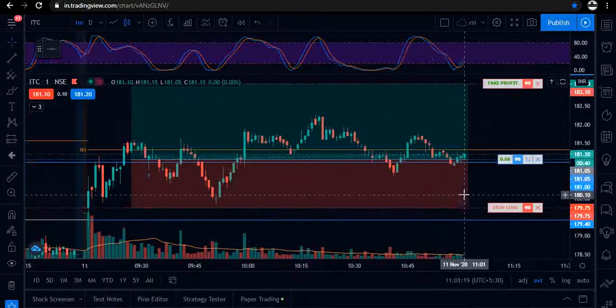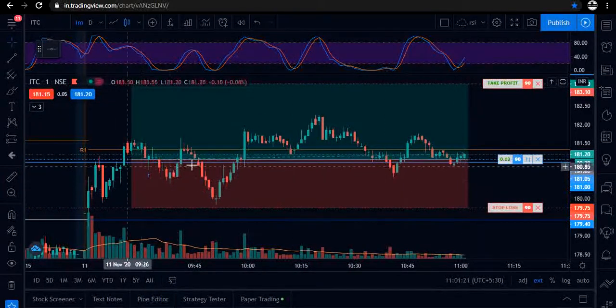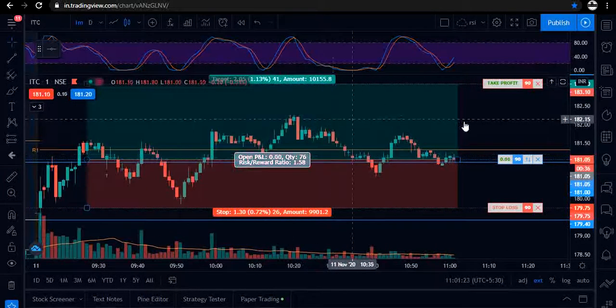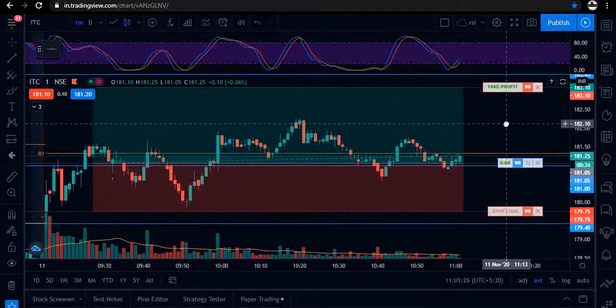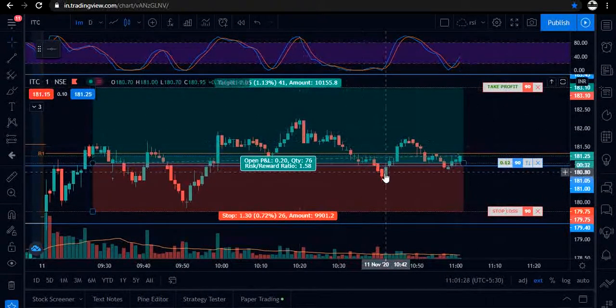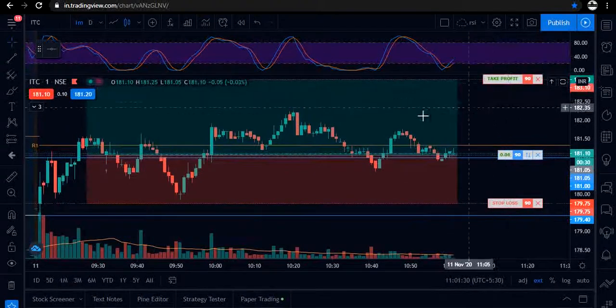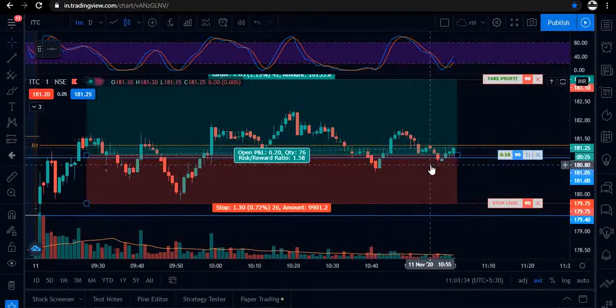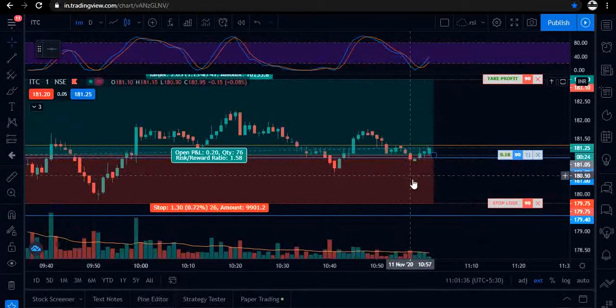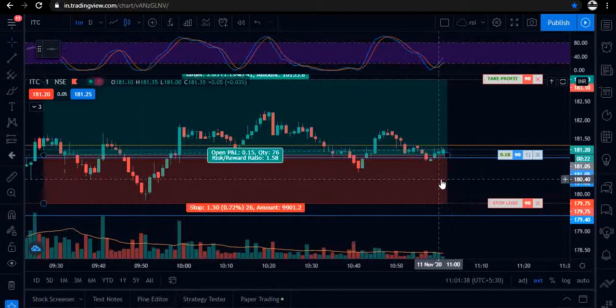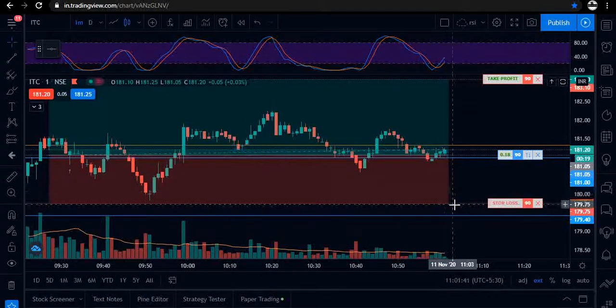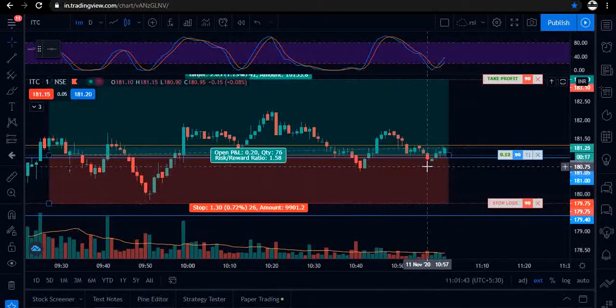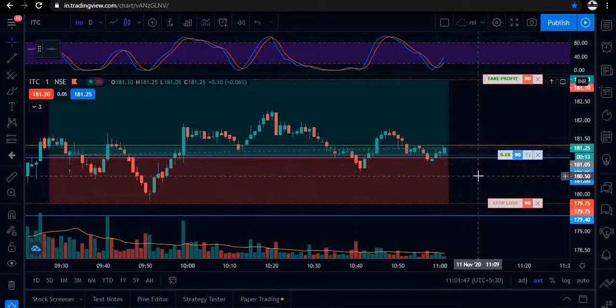Traders, here you can see that first the price went near our target, but it didn't go that high and reversed from there. Then again it came to our cost price and reversed there, and now it is currently spending time near our cost price. Okay traders, what I am thinking here is that I should trail my stop loss to this swing low, so that we do not get a loss.